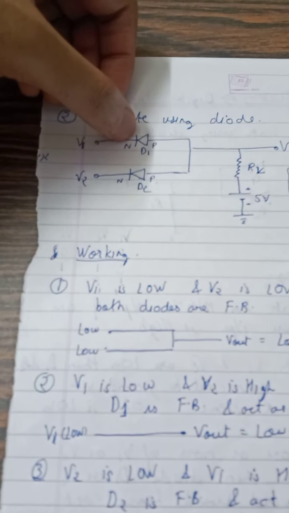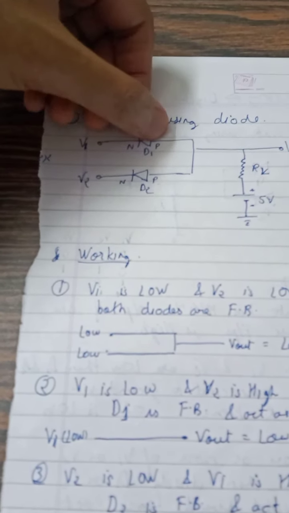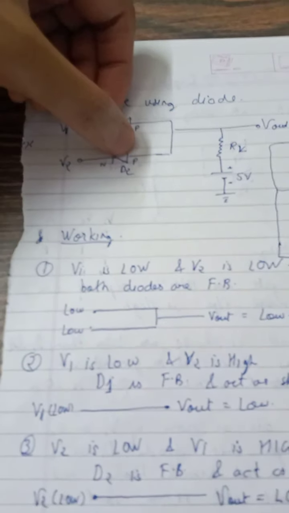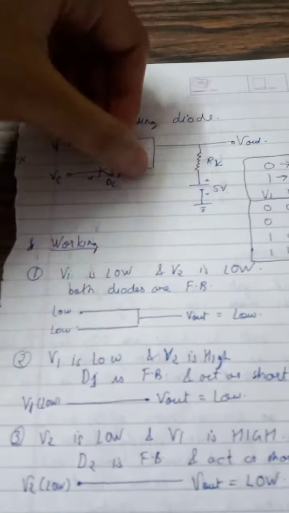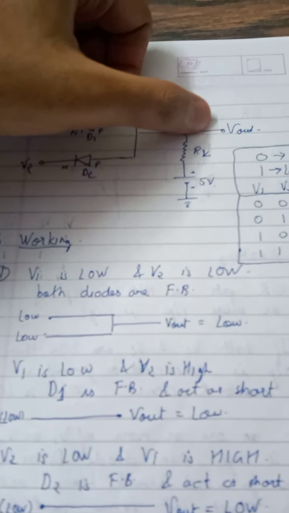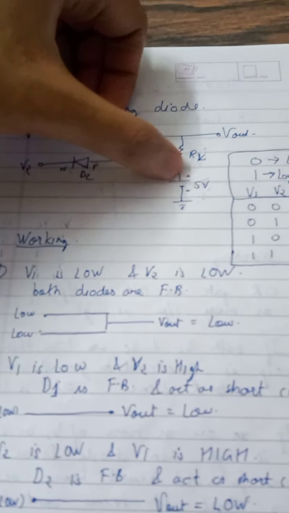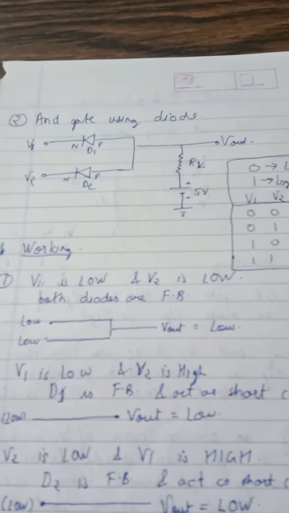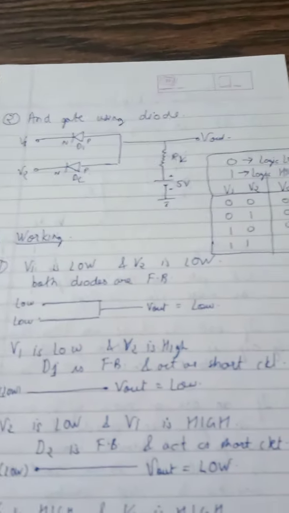This is the N terminal of D1 and this is the P terminal of D1. This is N terminal of D2 and this is P terminal of D2. Then the common point of both these diodes is connected to output voltage, and output voltage is connected to 5 volt battery via the load resistor RL.